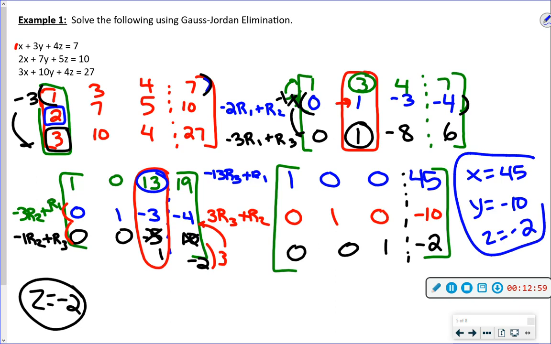I don't really care. All right, Juan, what were you going to ask me? Wait. The first thing you did was 3 times the bottom row. Yep, to make this a 0. Plus the middle row? Mm-hmm.